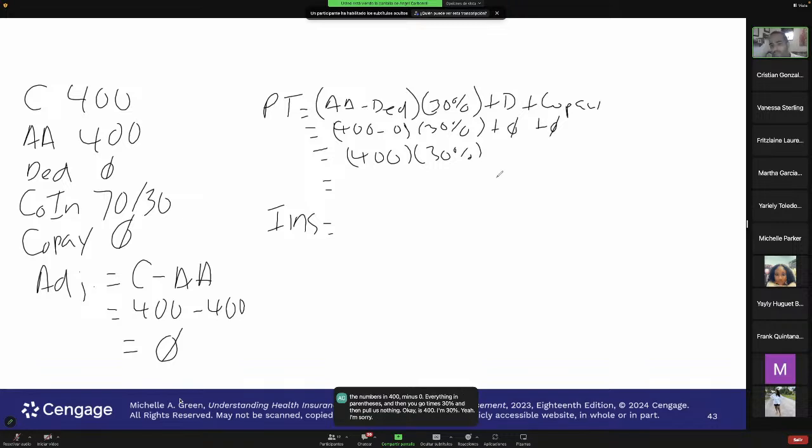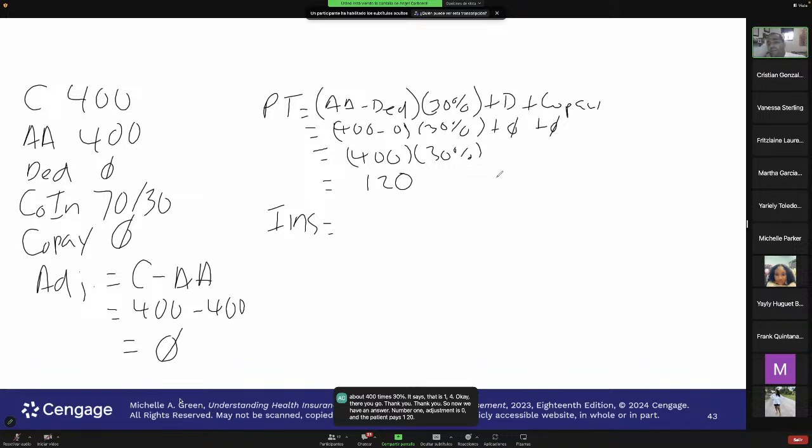I don't know why I cannot put a calculator here like I wanted, just to show you, but 400 times 30% says that is 120. Okay, there you go. So now we have an answer for number 1: the adjustment is 0, and the patient pays 120.